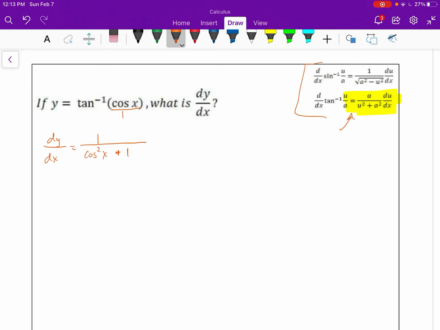So plus 1 squared. And then we have to take the derivative of what's inside. We've got to do the chain rule. So the derivative of cosine is negative sine of x. And so our answer, dy dx, equals negative sine x over cosine squared x plus 1. It almost looks like a Pythagorean identity, but it's not, so we will just leave it like that.